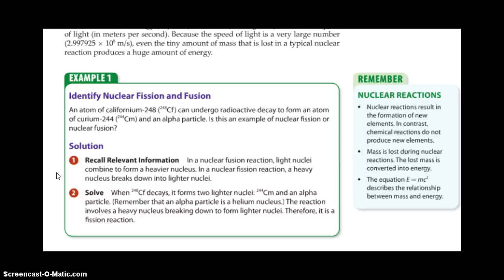In a nuclear fission reaction, a heavy nucleus breaks down, or fizzes, that's how I think of it, fizzes apart into a lighter one. When californium decays, it forms two lighter nuclei. It forms the curium and the alpha particle. Remember that an alpha particle is a helium nucleus. The reaction involves a heavy nucleus breaking down to form two lighter nuclei, therefore it is a fission reaction.